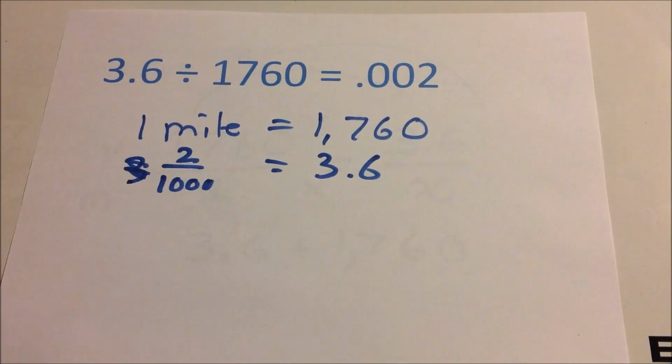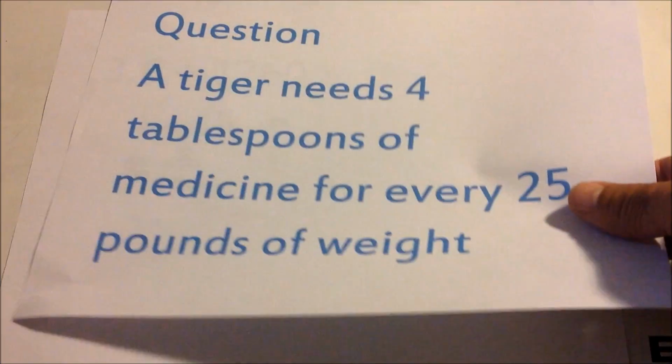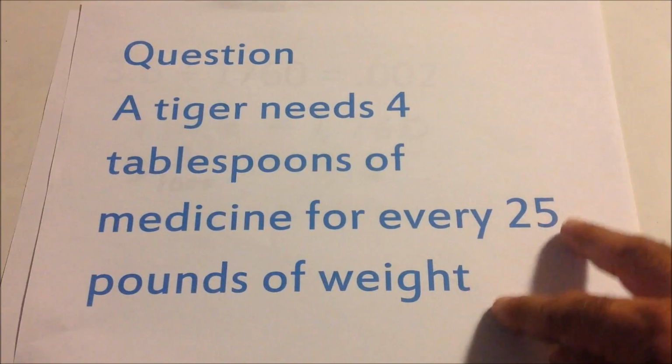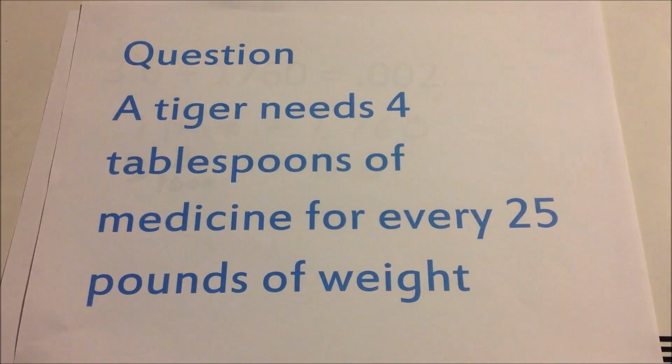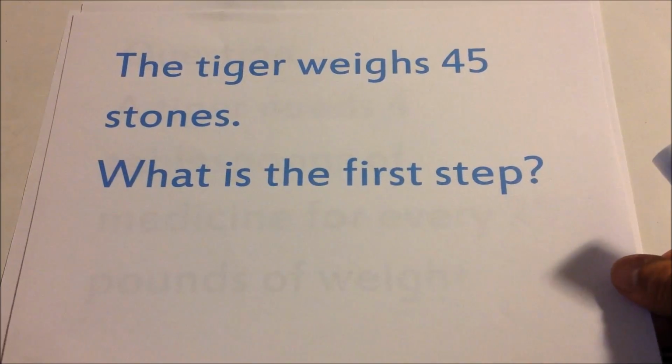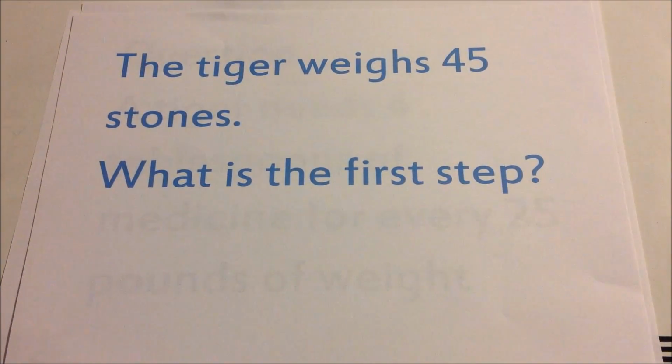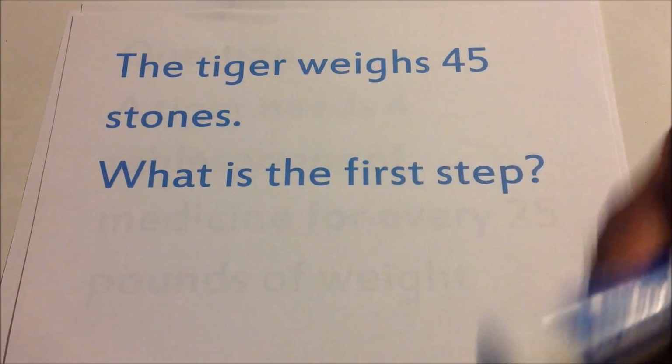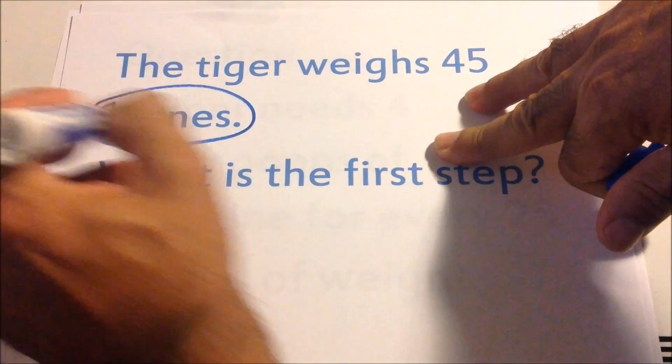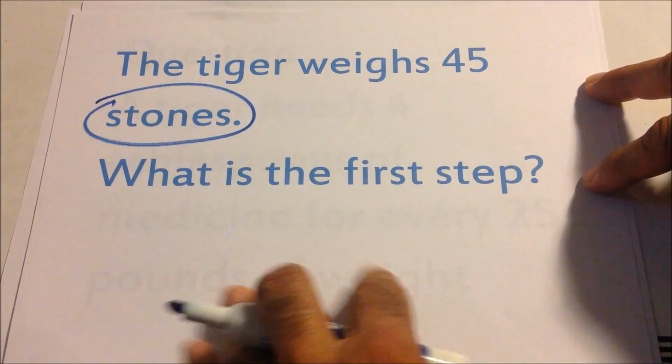Alright, here's another question that may be a little tricky. Let's say you get this question. A tiger needs 4 tablespoons of medicine for every 25 pounds of weight. So read that question again. A tiger needs 4 tablespoons of medicine for every 25 pounds of weight. And let's say the tiger weighs 45 stones. So the first step you might be saying is, what is a stone? That's your first question.